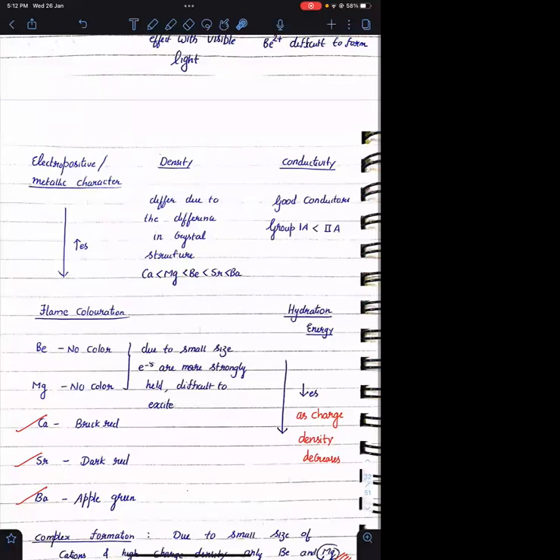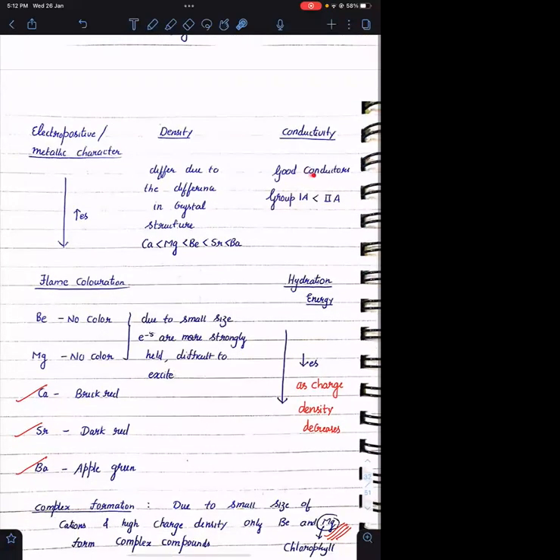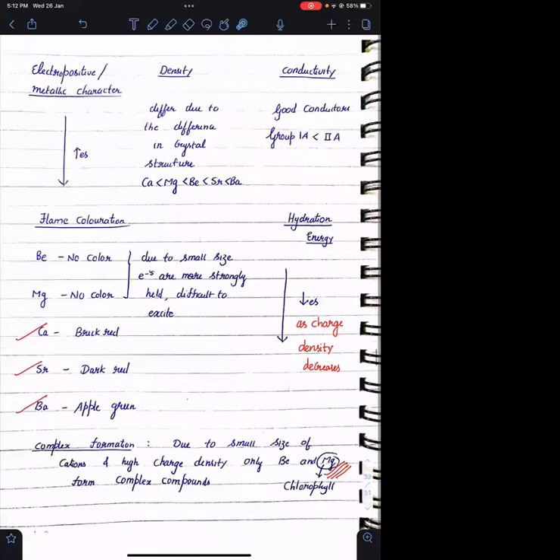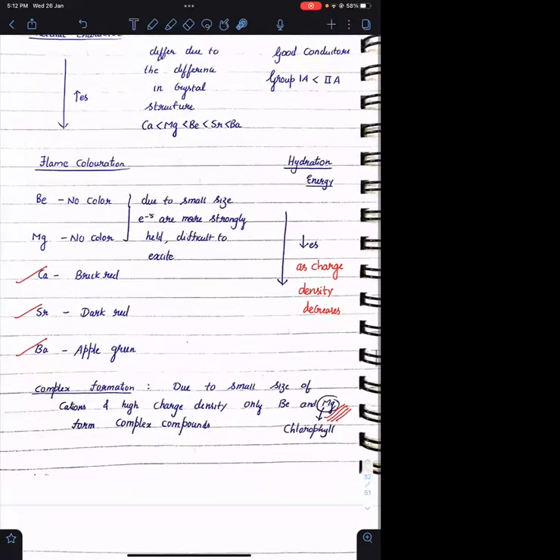Conductivity: they have more conductivity when compared to group 1 elements because of the presence of 2 valence electrons. Agreed? In flame coloration, group 1 elements can all show flame coloration because of their lesser excitation energies. Lithium shows crimson red. Sodium shows golden yellow. Potassium shows pale yellow. After potassium, rubidium shows red violet and cesium shows violet. You need to remember all the colors.